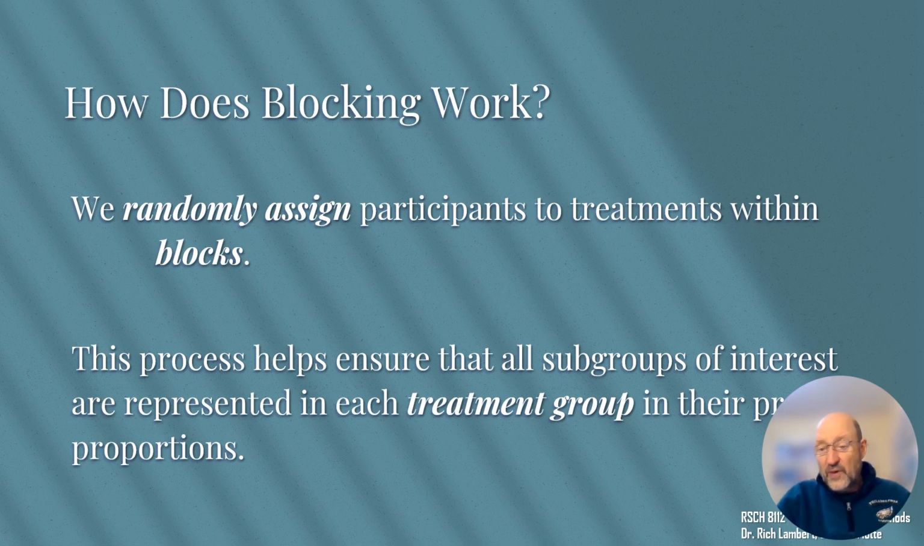Okay, so again, what it's doing for you is creating a little extra assurance that all the subgroups will be represented in both the treatment and in the control group. You can quickly see how it's a biased experiment if you don't have everybody represented in the treatment group and everybody represented in the control group, and all in their proper proportions based on which groups they belong to. In other words, think about it this way. You're trying to create a mini version of the population in both the treatment and control conditions.